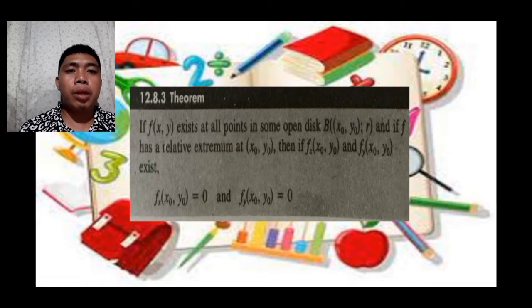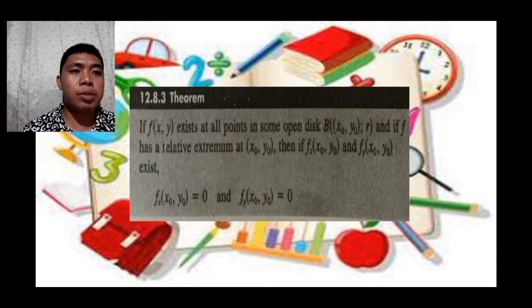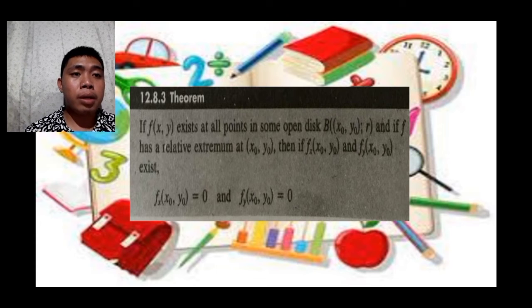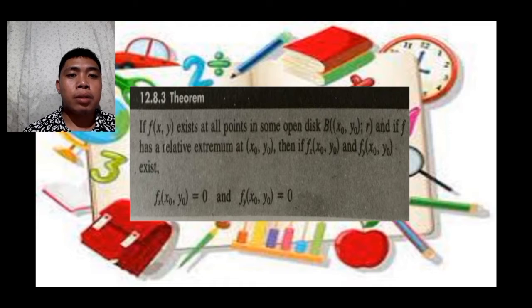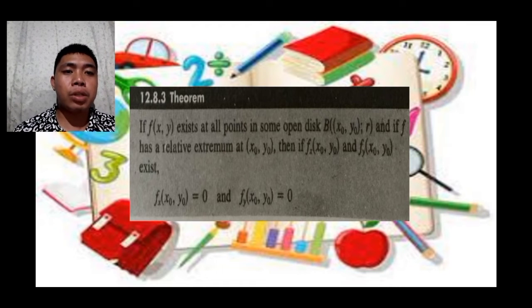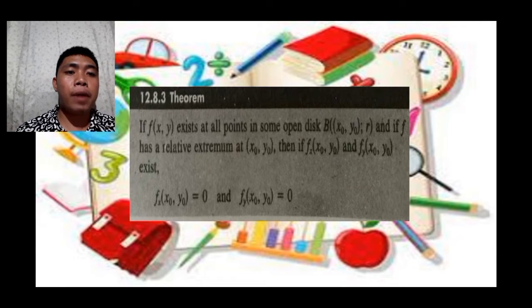Theorem 12.8.3. If f of x, y exists at all points in some open disk B of (x sub 0, y sub 0) and r, and f has a relative extremum at (x sub 0, y sub 0), then if f sub x of x sub 0, y sub 0 and f sub y of x sub 0, y sub 0 exist, f sub x of x sub 0, y sub 0 is equal to 0, and f sub y of x sub 0, y sub 0 is equal to 0.